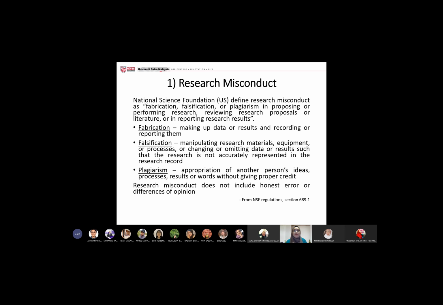Whatever you cite from other people, you have to refer to them, because basically it's not your own words or your own findings. So you have to give references. Okay, and even then, you cannot copy word by word, because that is total plagiarism.